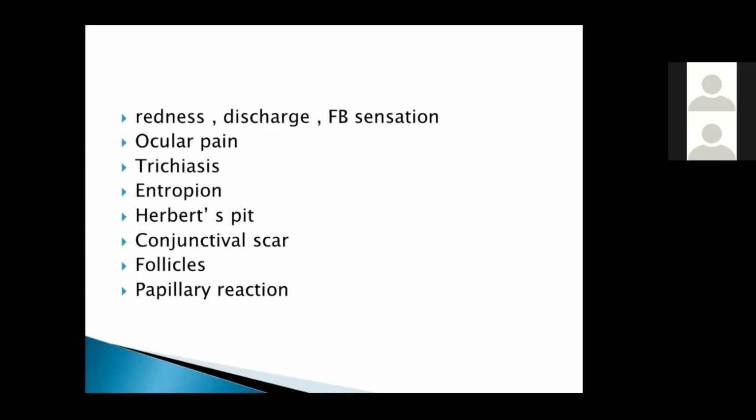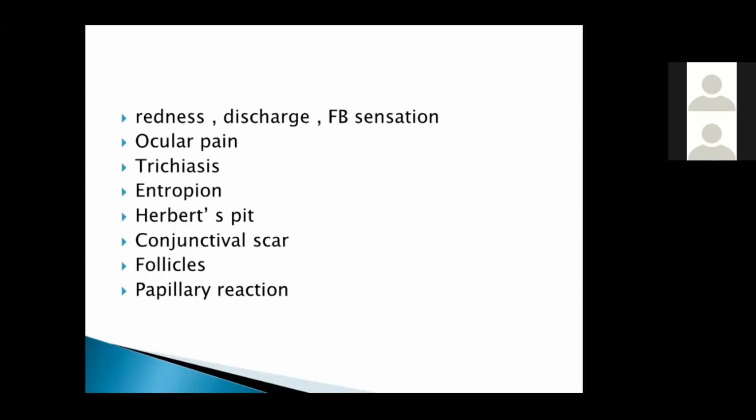The presentation of the active type of trachoma is redness, discharge, foreign body sensation. So it's like any conjunctivitis. They may have ocular pain. So this is when the infection is active. When the infection is recurrent and turns into a chronic phase, it results in trichiasis, which means the eyelash starts to touch the cornea, or entropion, when the eyelid starts to turn inward, Herbert's pits, conjunctival scar, follicular papillary reaction. I will show you a picture of this.